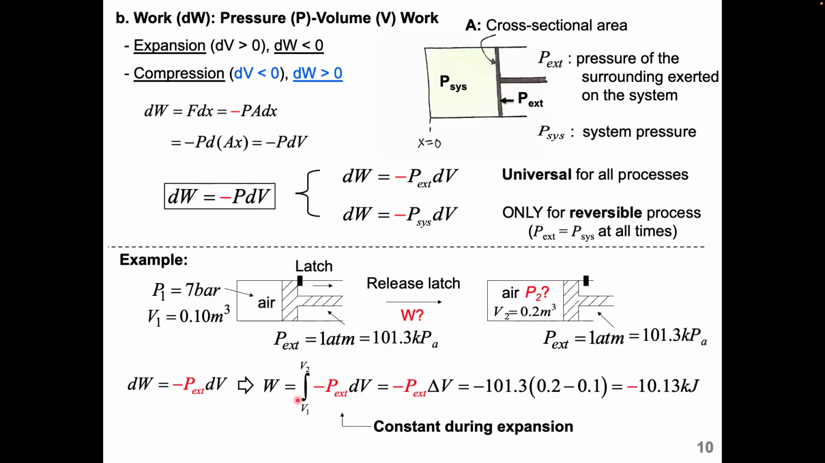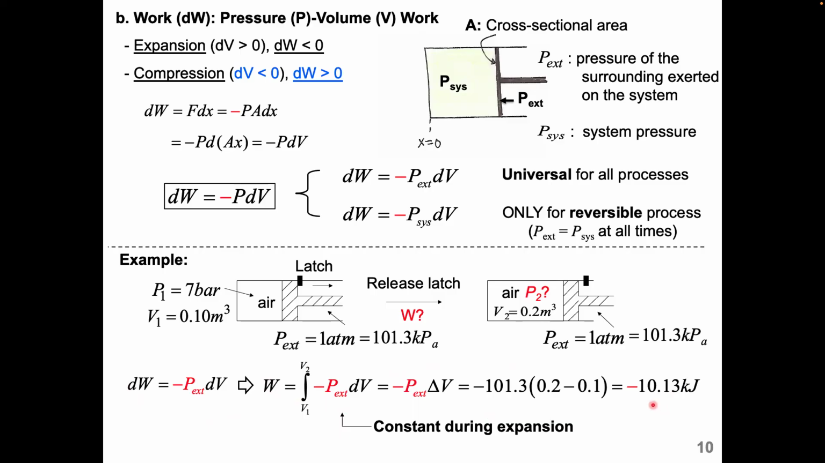So for work, you need to take the integral from initial V1 to V2 of minus P external dV. P external is constant, so you can move it out, and then here it is basically V2 minus V1. So you plug in, and at the end you will get minus 10.13 kilojoule. And then coming back to check: for expansion, dW is smaller than 0, or W is negative. So here, W is negative for the expansion process.